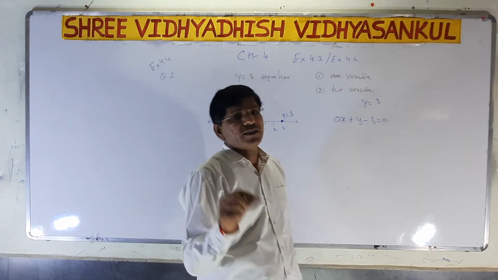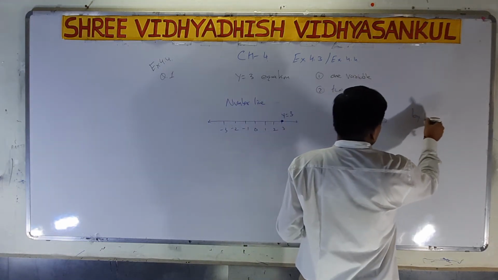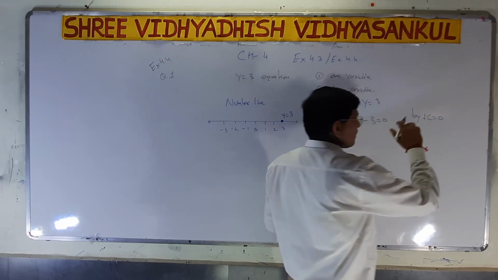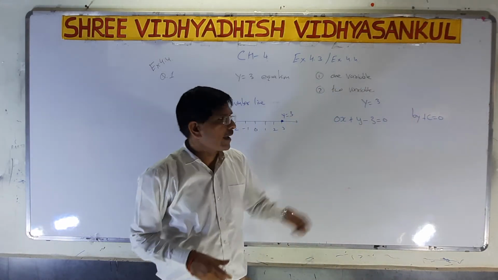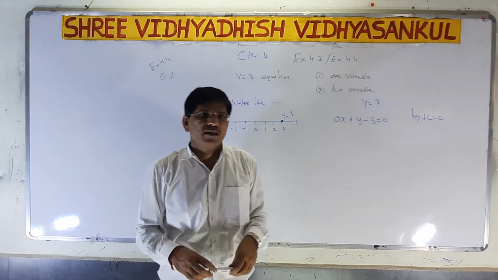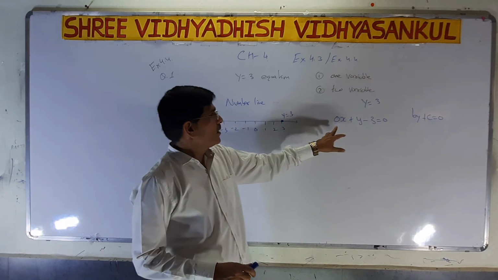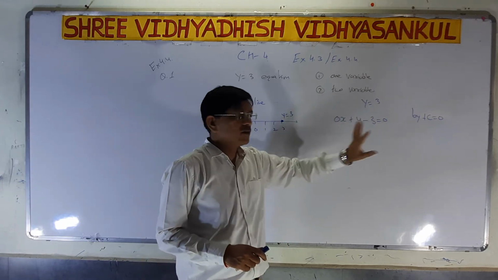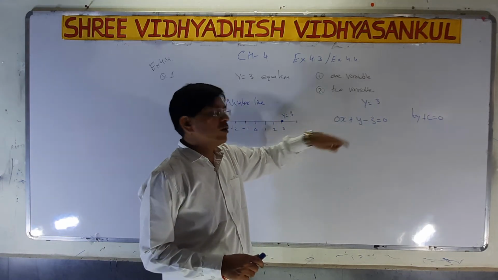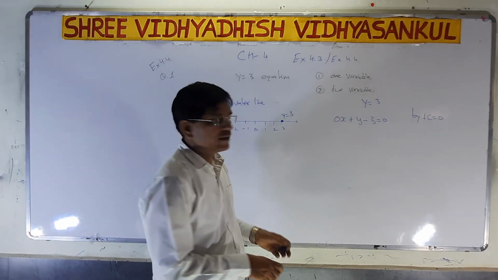By plus c type graph, parallel to x-axis, that we have seen in the last lecture. So when parallel to x-axis means, again now 0x plus y minus 3 is equal to 0. So we can take value of x any number and y is always 3.